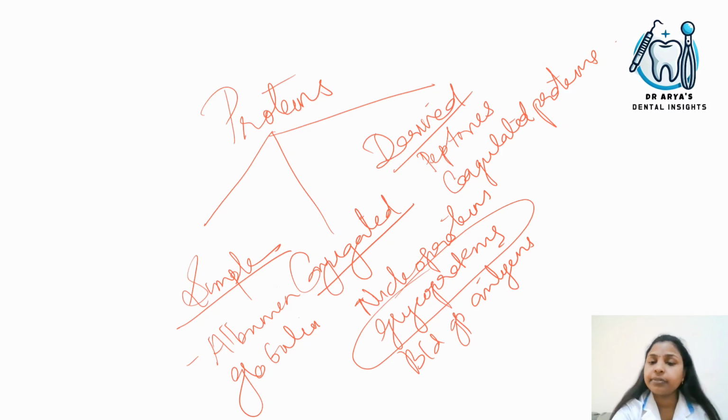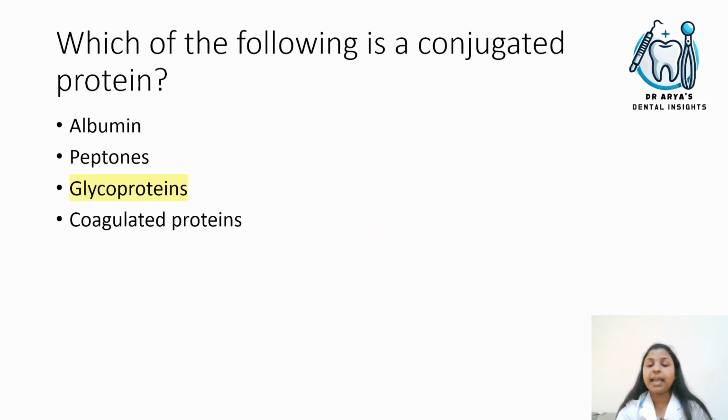And a very commonly asked question is the derived protein. Which is a derived protein? Peptones and coagulated proteins are the derived proteins. And albumin and globulin are the simple proteins. Clear? Okay. So the answer is the conjugated protein is glycoproteins.